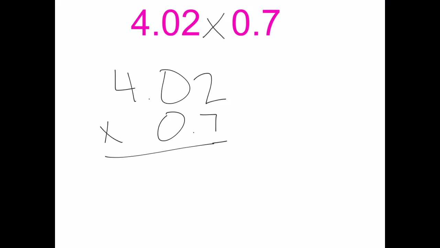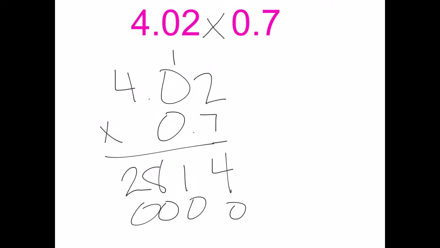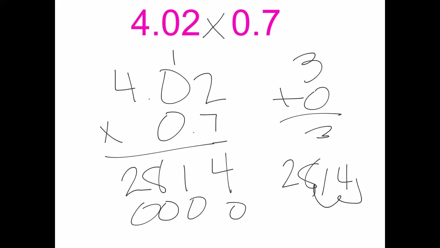The first step in multiplying decimals is to line it up vertically. Then you multiply like normal. Then you have to find out where your decimal goes, so you have to add how many things are behind the decimal. So 3, so you move 1, 2, 3. Then your answer is 2.814.